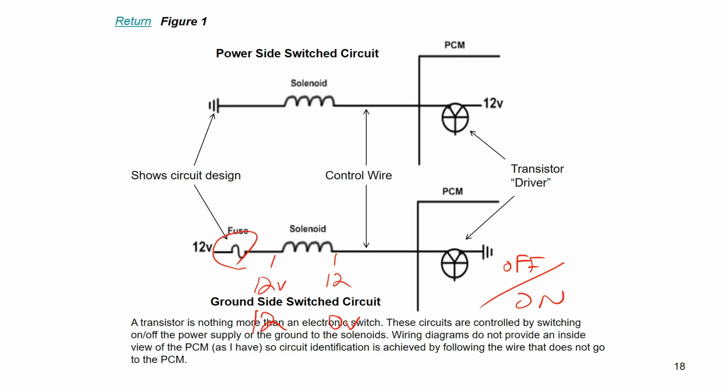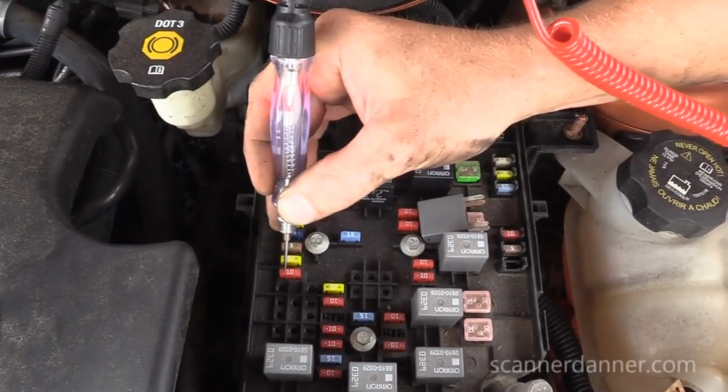I have 12 volts on this leg of the circuit, 12 volts here, 12 volts here. I'm not worried about the solenoid. I'm not worried about the control wire. I'm not worried about the driver, because if the control wire is open, what do we see? 12 and 12. If the control wire is shorted to ground, what do we see? 12 and 0. Same thing as if the driver was on all the time. So feed side for sure. I'm going after that fuse.